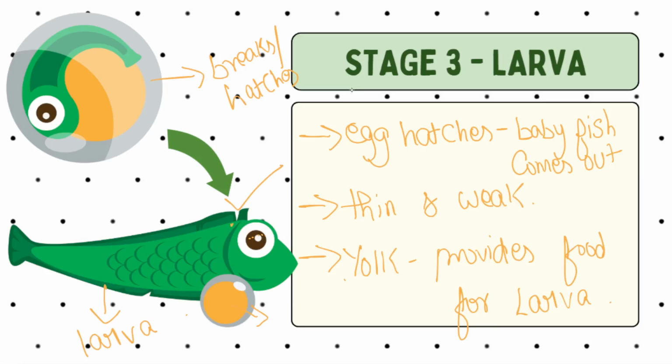Stage 3 is all about larva, which is when the egg breaks and comes out as a baby fish. This baby fish is thin and weak and it has a yolk with it. This yolk provides food for the baby fish. Okay. Next stage.